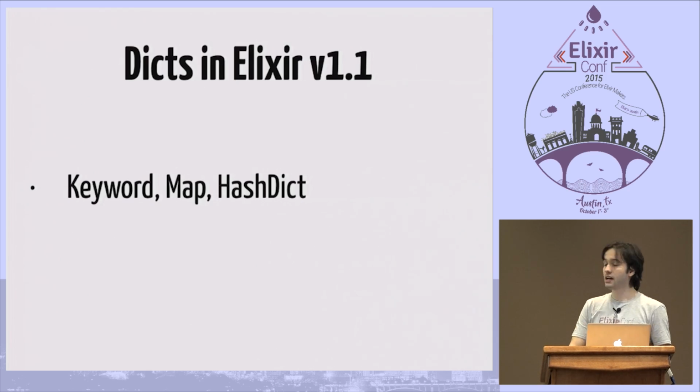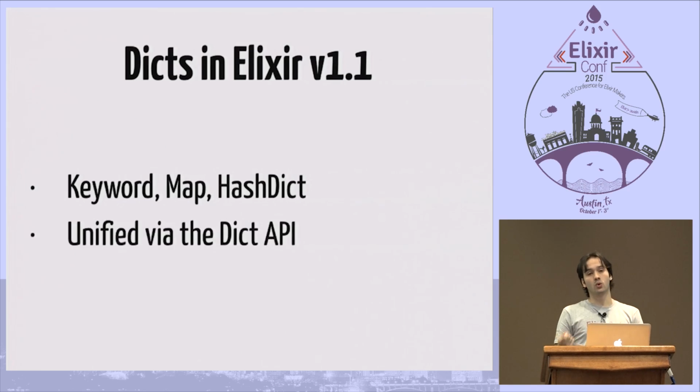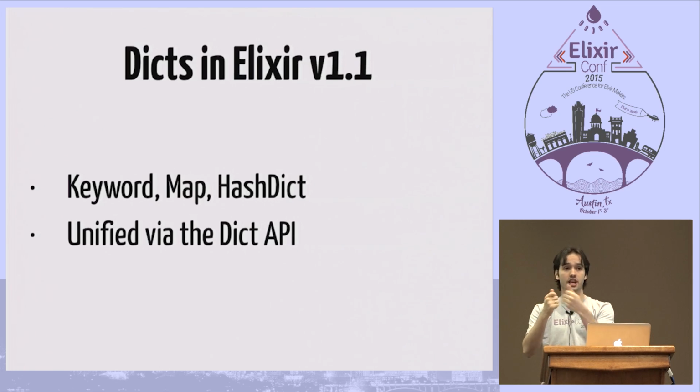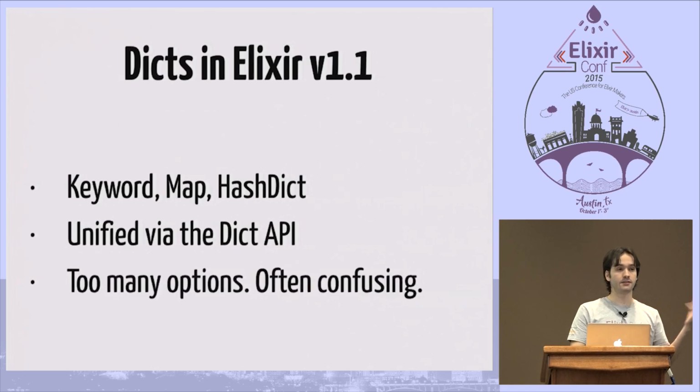And to make things better and worse at the same time, we unified all of the APIs through Dict, which allows you to easily change one for another. But it's yet another thing you need to understand. Right now you have like, oh, I have 4 ways of working with key-value data structures. OK? So too many options, often confusing.